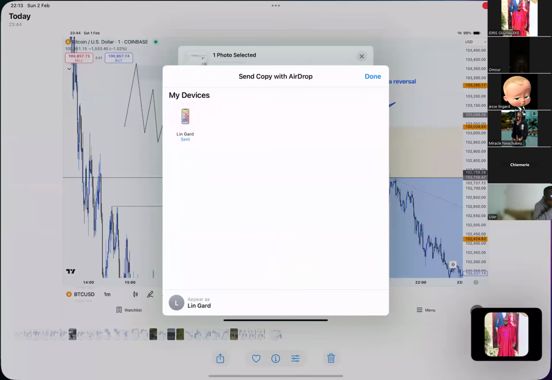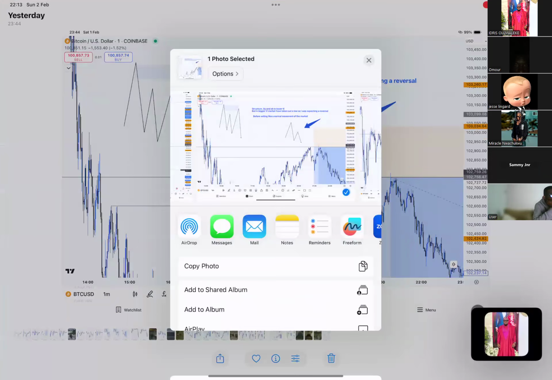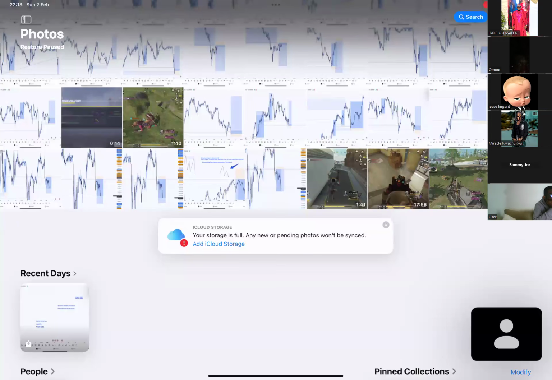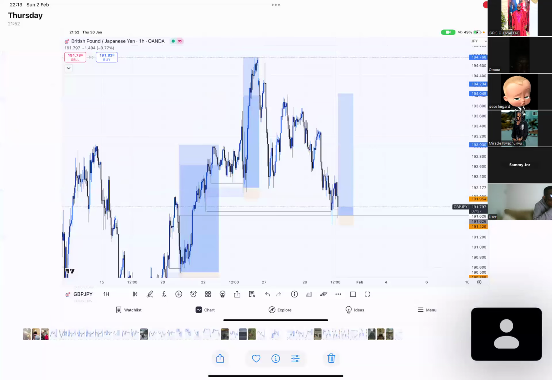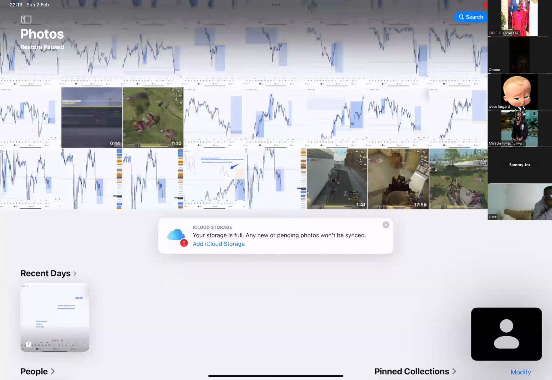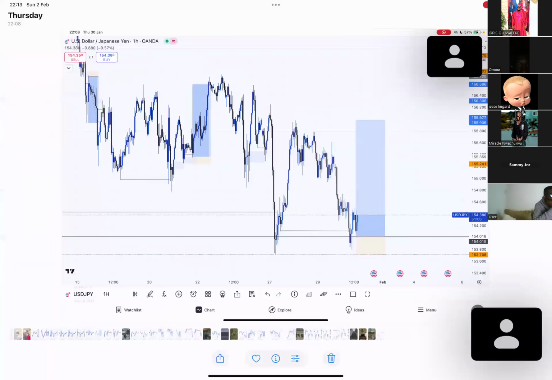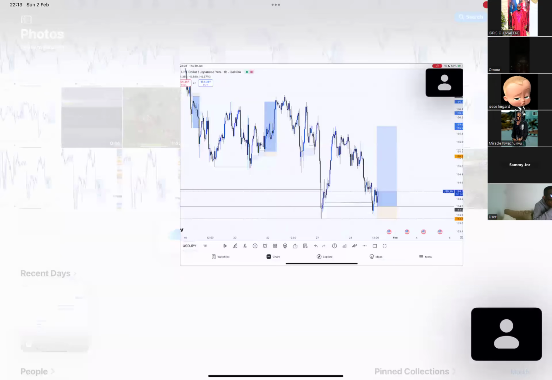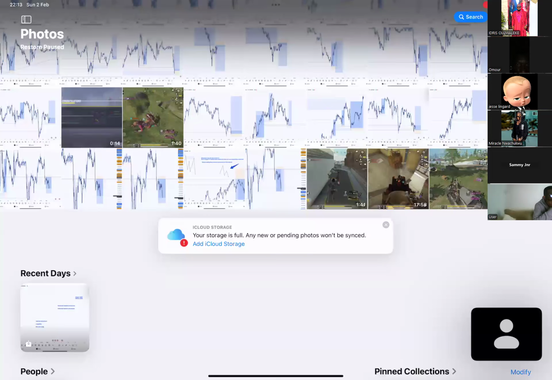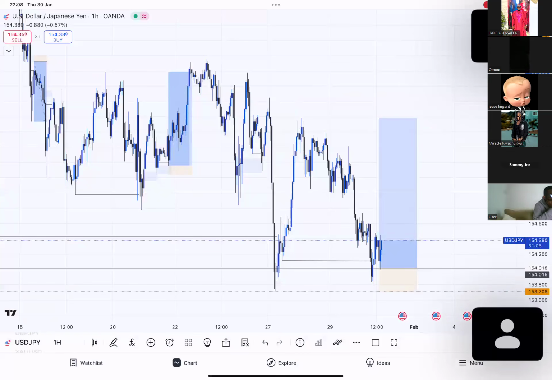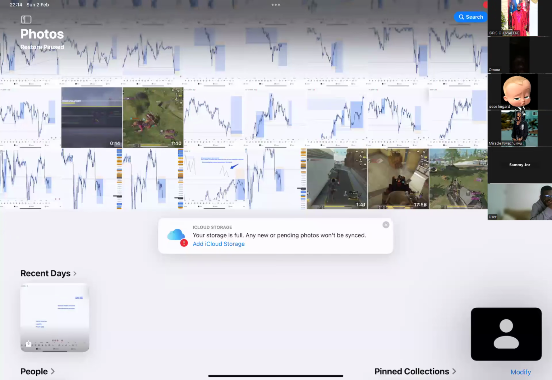This is the setup. Now you can see the setup here. Yes, this is the setup here. You can see that I was in a live analysis with someone, like a private session like that.